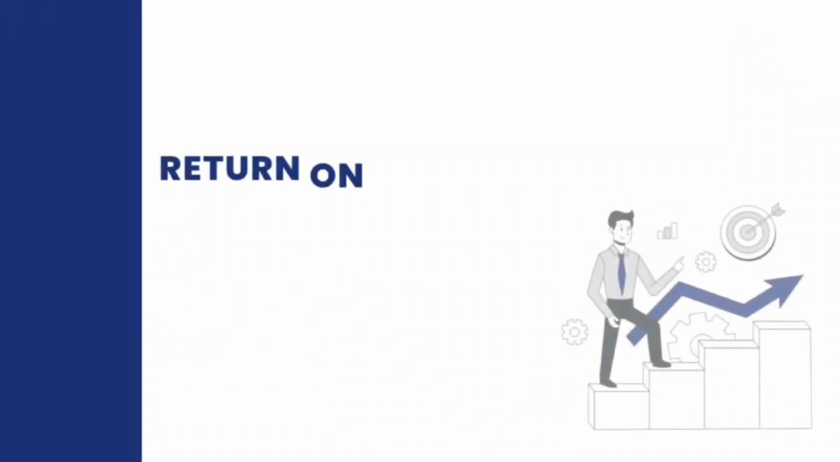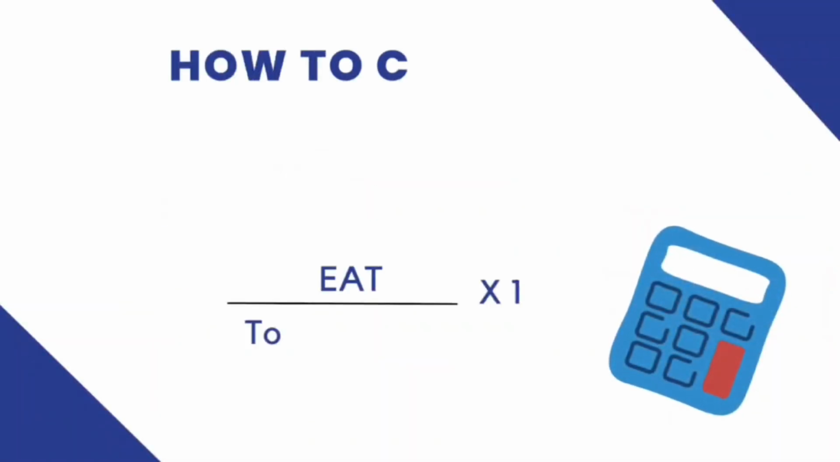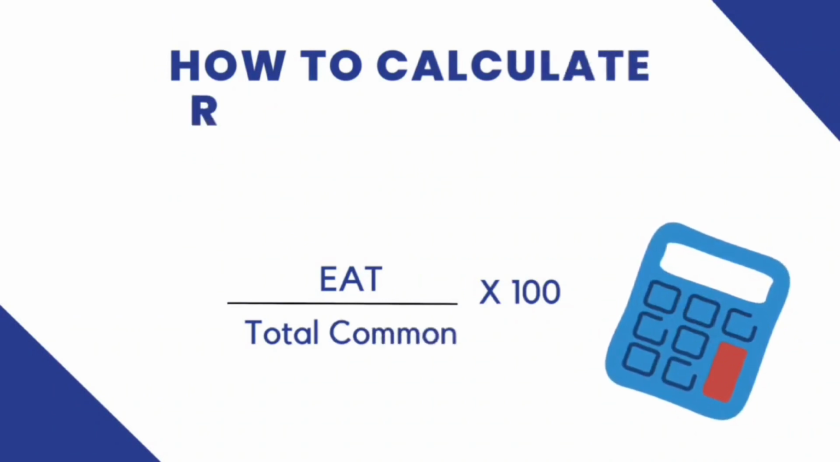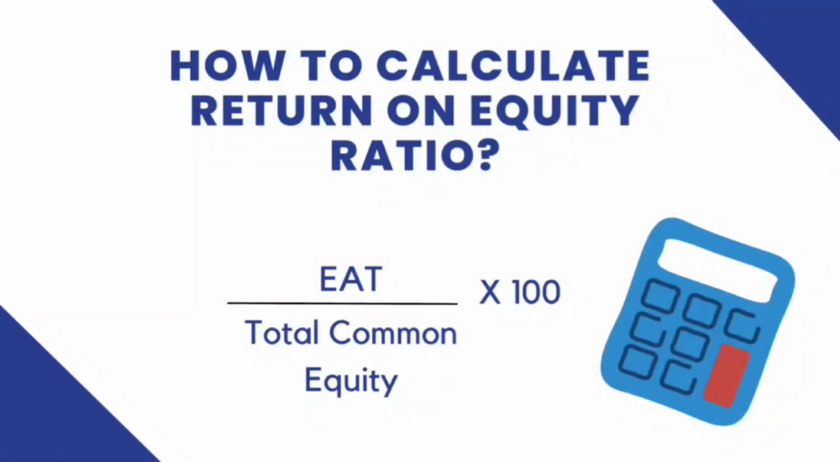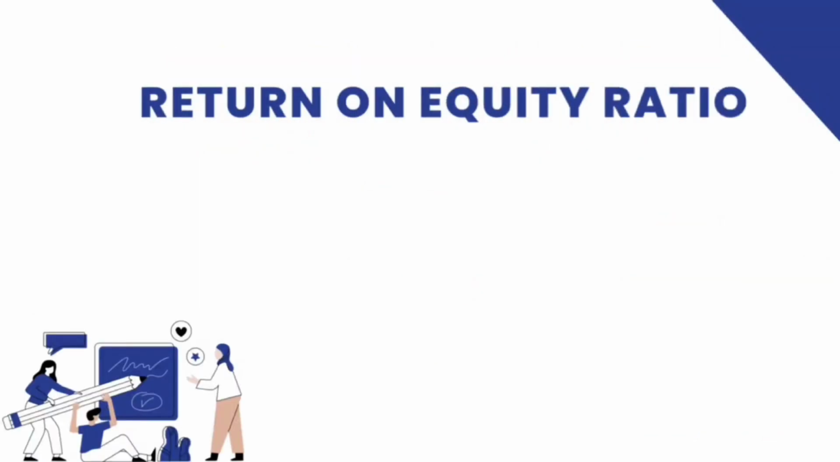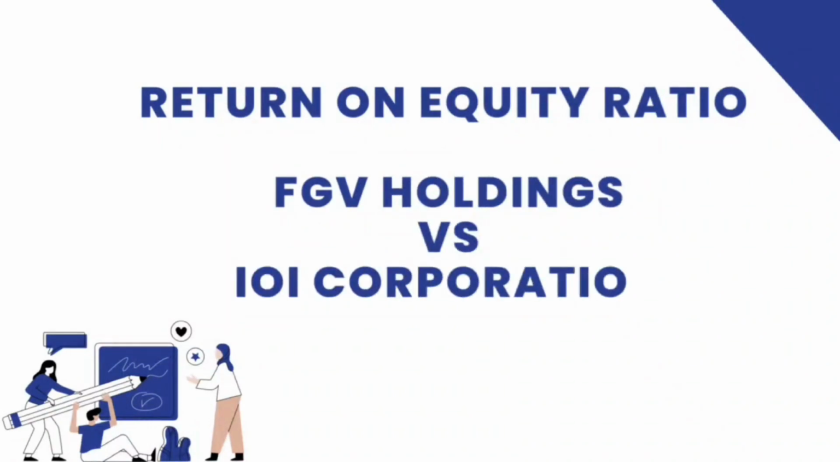Next, we take a look at return on equity. How do we calculate return on equity? Return on equity is calculated by earnings after tax divided by total common equity and multiplied by 100. Moving on to the return on equity ratio between FGV Holding and IOI Corporation within year 2020 to 2021.